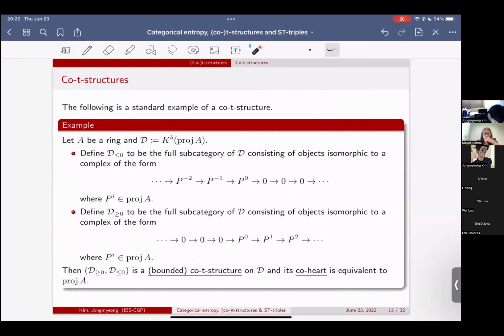Before stating the precise definition, let's see a standard example. Now let again A be a ring, and this time we consider the bounded homotopy category of the category of projective A-modules. And as before, we define D^{≤0} and D^{≥0} in a similar way. But this time, each component is a projective module. And in this case, these subcategories form a bounded co-t-structure on D, and its coheart is equivalent to proj A.